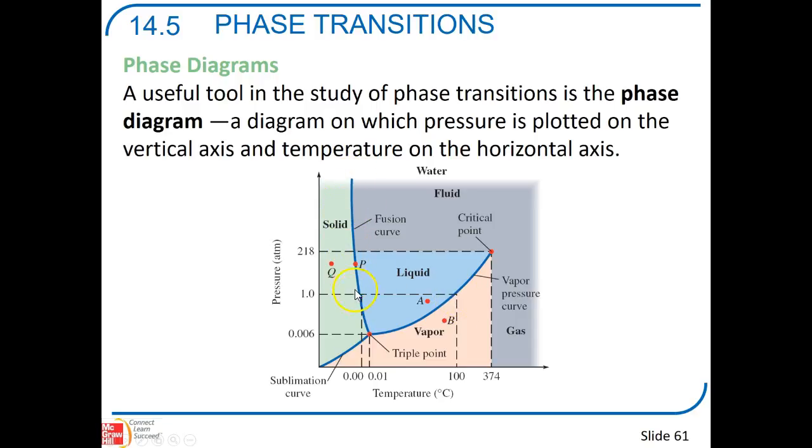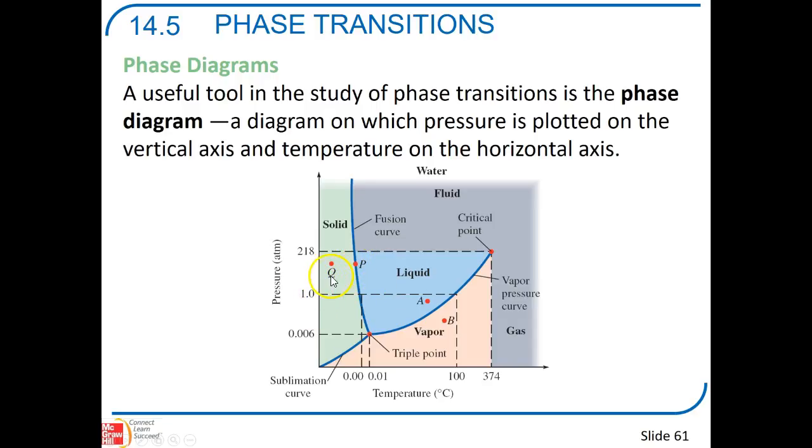This curve is for the fusion of a substance, so going from a solid to a liquid, or a solid to what we call fluid here. If I want to go from a liquid to a vapor, we would use this line right here. And if I want to go from a solid right to a vapor, we can actually do that. We call that sublimation, but you'll notice that you do that at very low pressures. At very high pressures, you'll notice that you can go from a solid to a liquid pretty easily.